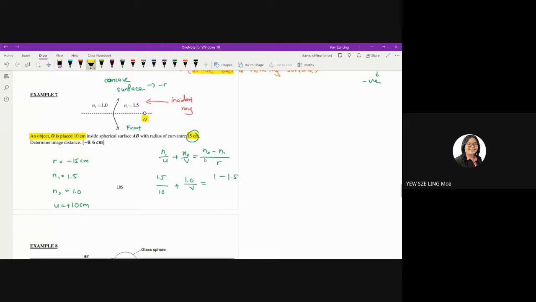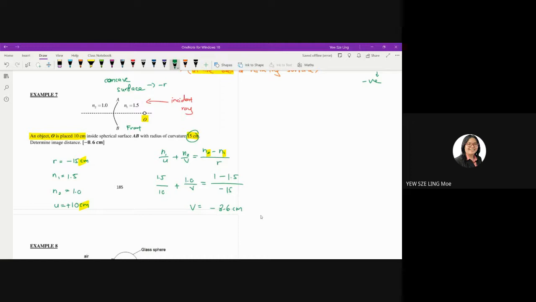All right, you must follow the subscripts. Even though N1 is larger than N2, if you look at the equation, it asks you to use N2 minus N1. Therefore, it should be 1 minus 1.5, but not 1.5 minus 1, over R. R is a negative value, negative 15. Since my U is in cm and my R is in cm, my V would be in cm as well. So V is equal to negative 8.6 cm.